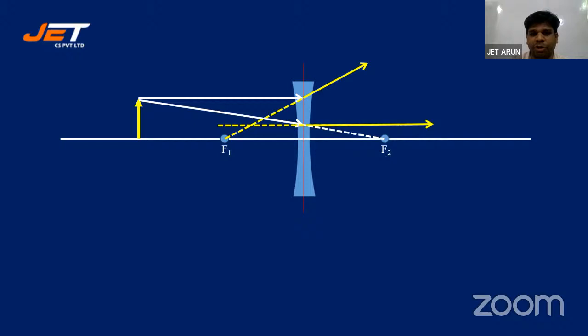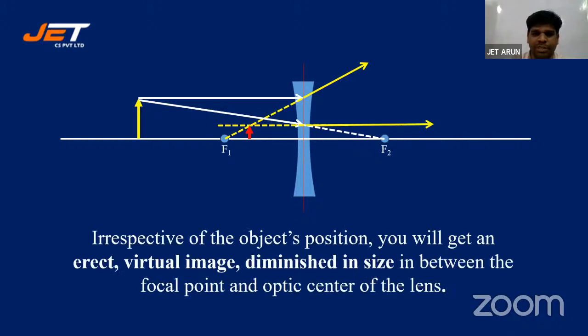A ray passing through the optic center. Here's the image, right? I've chosen these two rays, and I got the image: a diminished, virtual, and erect image in between the focal point and optic center of the lens. Always between F1 and the optic center of the lens.